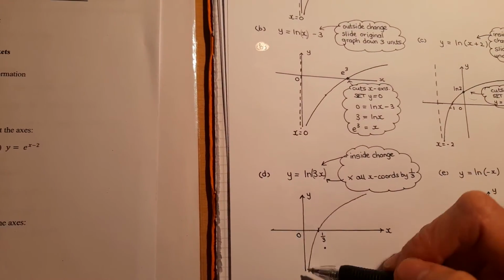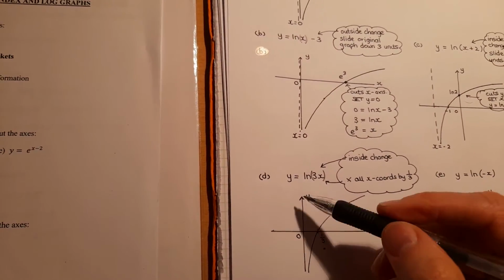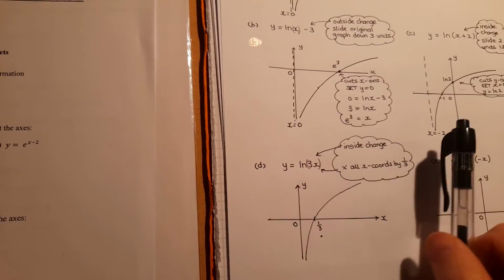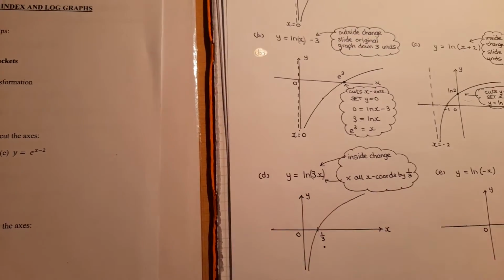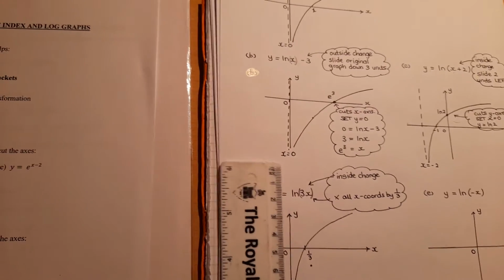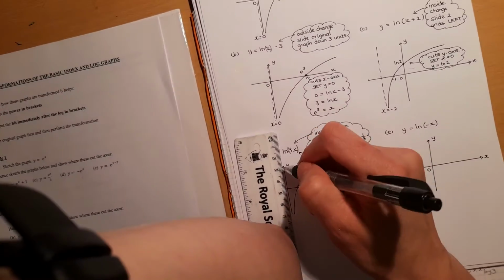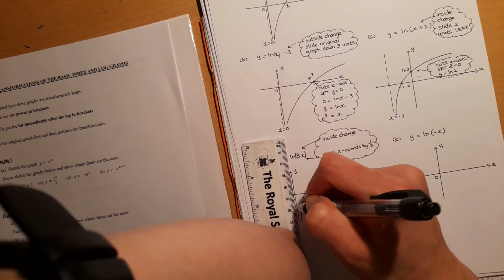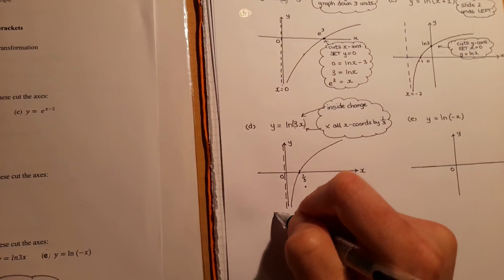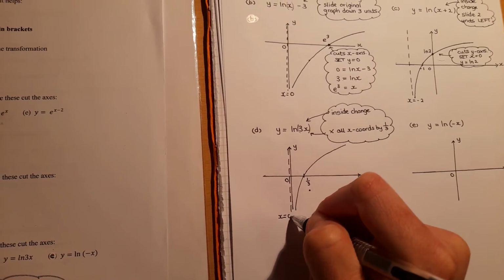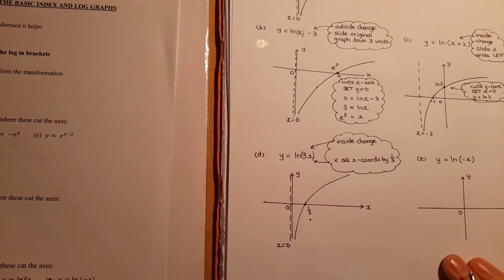Now, the vertical asymptote remains unchanged. Remember, vertical asymptote will only change if we're sliding it right or left, and we're not doing that here. So, again, put our vertical asymptote on and write down its equation. So, its equation, again, is just x equals 0.